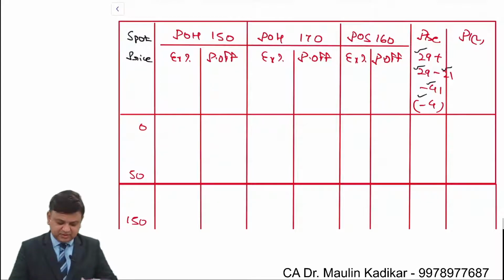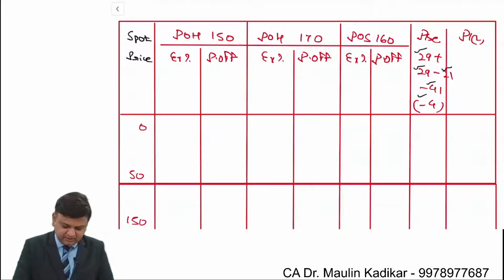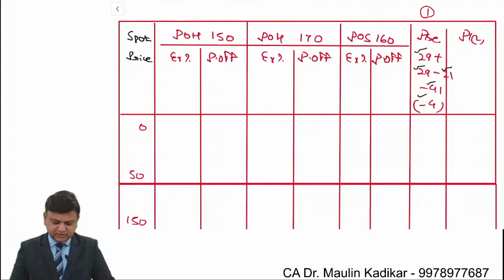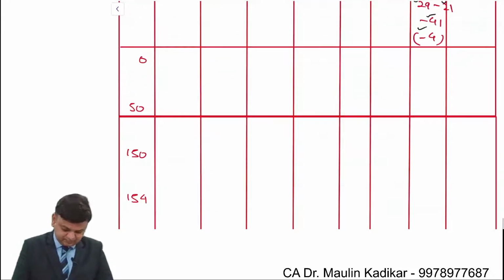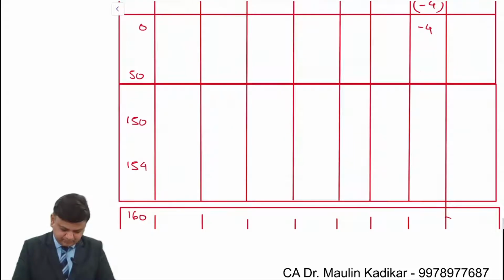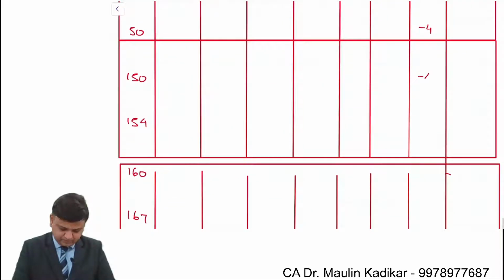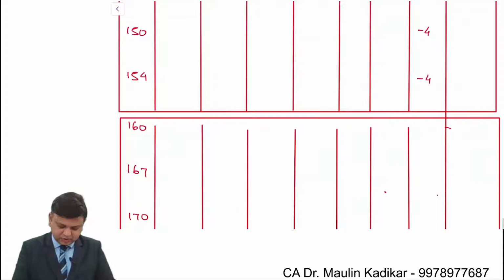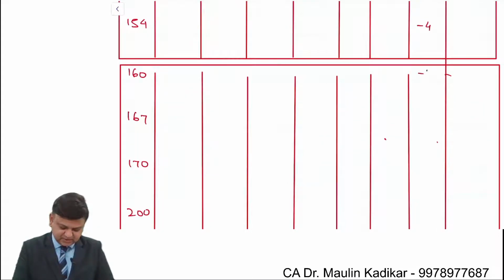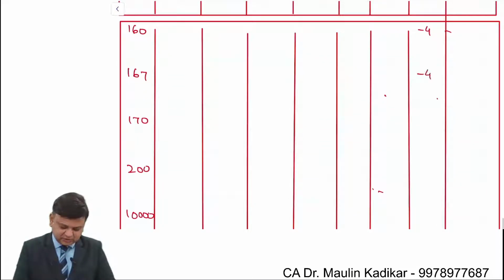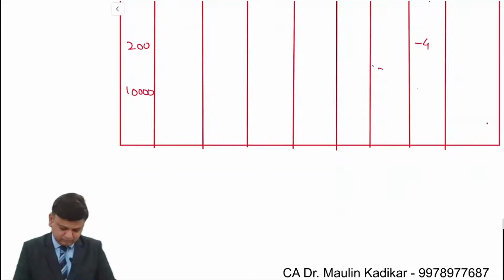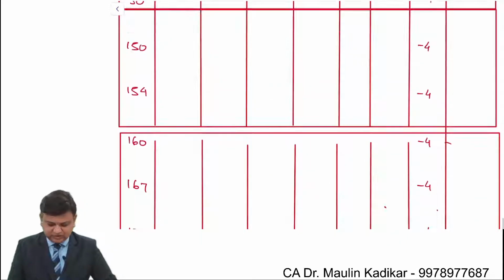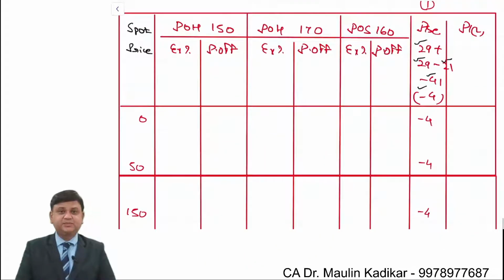So the first step that we do is the premium amount, and that is what we have done. The premium amount is 4 rupees negative. So that we have to mention as an expense for each of the spot price. That is step number 1, that is the premium amount.